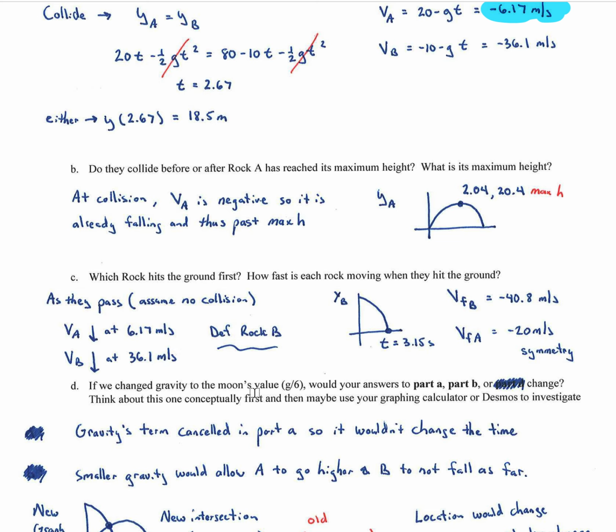And then you can just graph them. Rock B hits the ground at 3.15. And you can plug that into the velocity equation of B, which is right here, and you can figure out that's how fast it's moving.